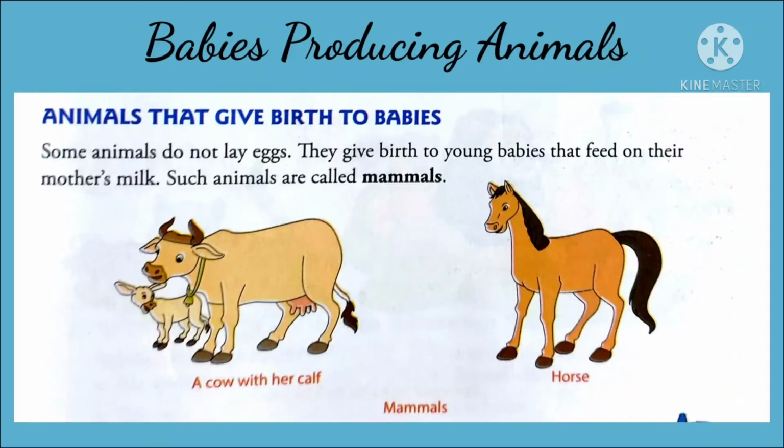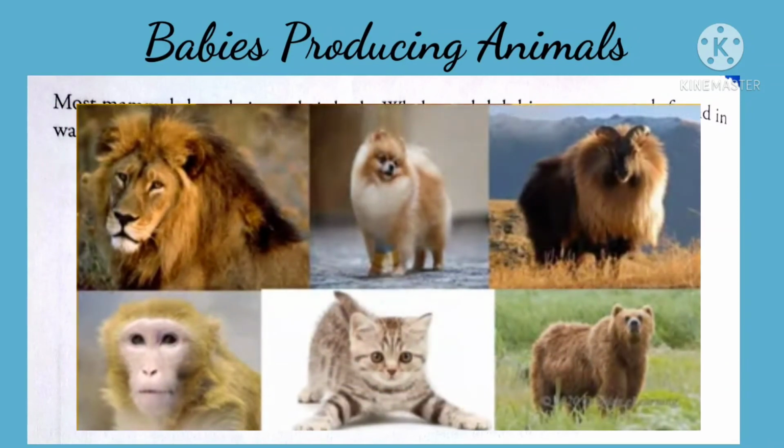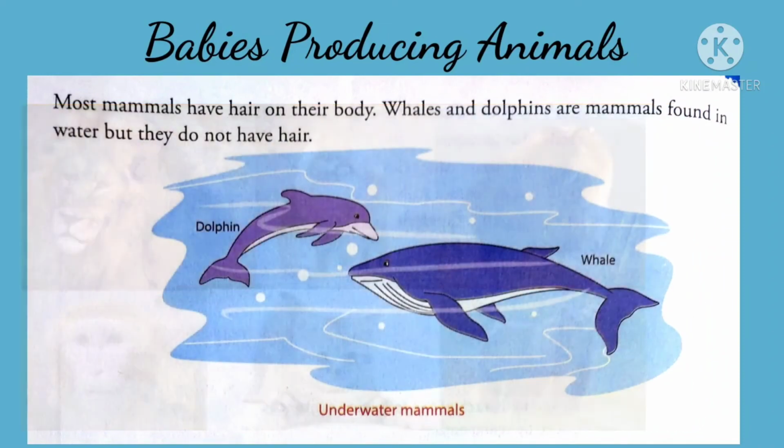And students, another feature about mammals is that most mammals have hair on their body, except some animals such as whales and dolphins. These are not fishes, these are mammals. These are found in water, but they do not have hair on their body. Otherwise most of the mammals have hair on their bodies.